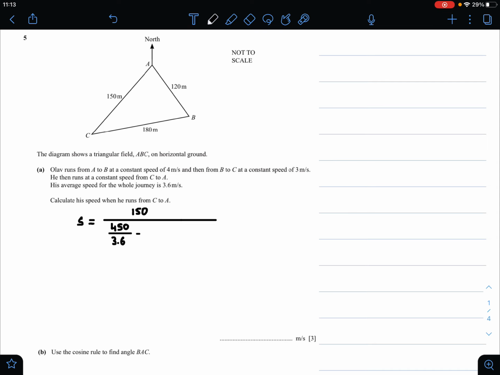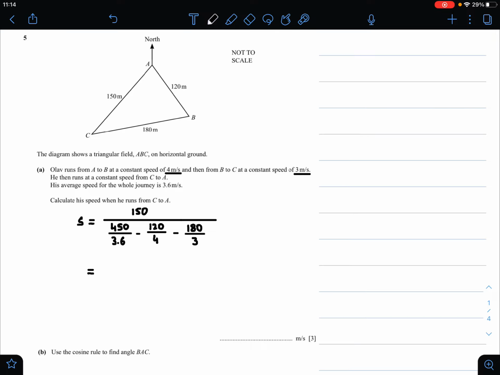So minus, for A to B, the distance is 120 divided by the speed, which is 4 meters per second, as they've given us in the question itself. And the same thing for B to C. The distance is 180 meters divided by the speed, which is 3 meters per second, as they've given us in the question again. Now all we need to do is simplify this working.